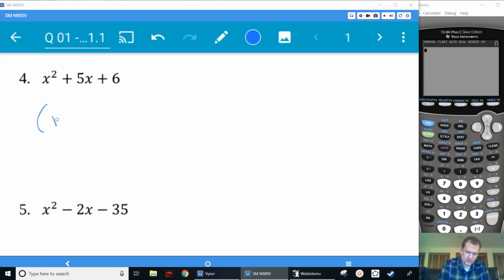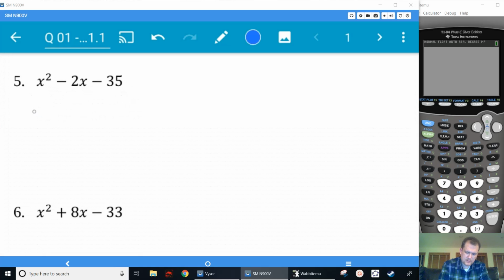Similarly with this one, it's going to be plus plus, same sign, positive. Now 6 can be factored as either 1 and 6, which adds to 7, or 2 and 3, which adds to 5.